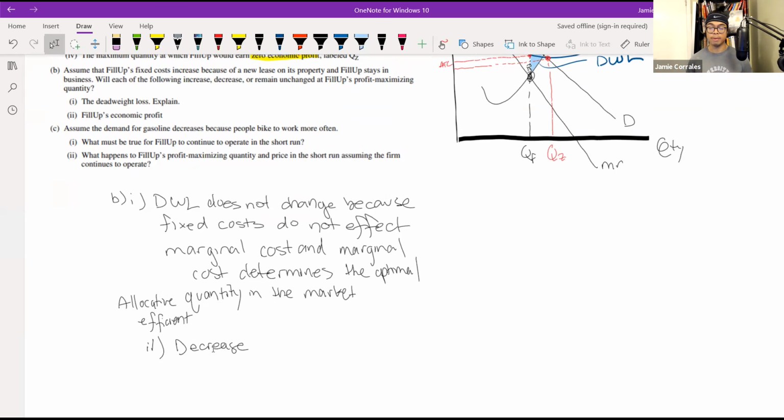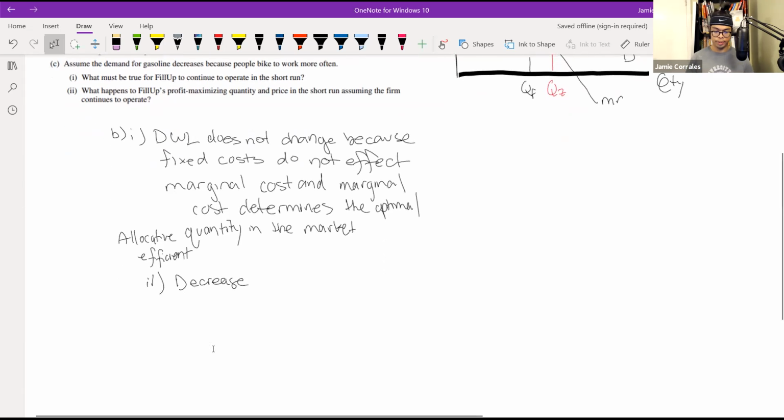Part C, assume the demand for gasoline decreases, because people bike to work more often. Honestly, biking is key, right? Good health, save money, good for the environment. Anyways, C, what happens? What must be true for Philip to continue to operate in the short run? Well, this is the shutdown criteria, right? So price has to be greater or equal to average variable cost.